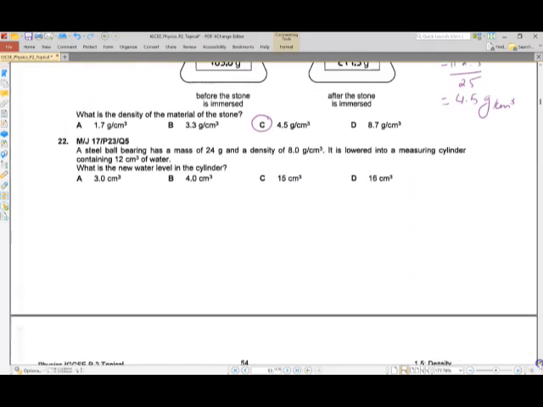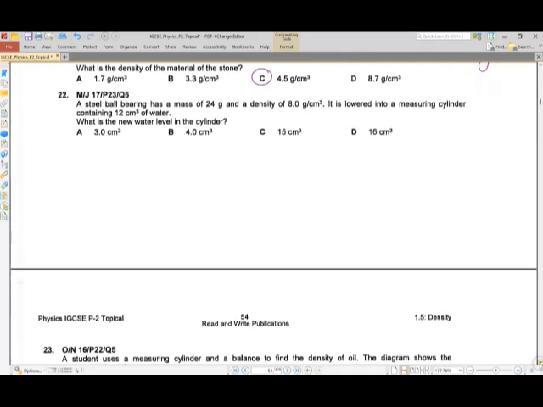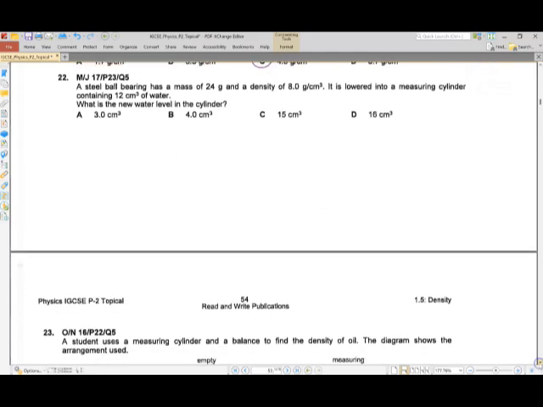Okay, moving on to the next question. A steel ball bearing has a mass of 25 grams and a density of 8 grams per centimeter cube. It is lowered into a measuring cylinder containing 12 centimeter cubes of water. What is the new water level of the cylinder?